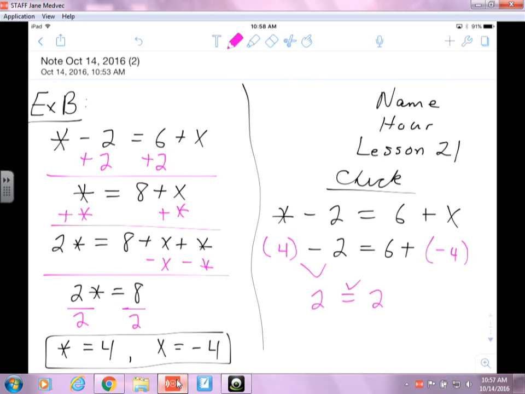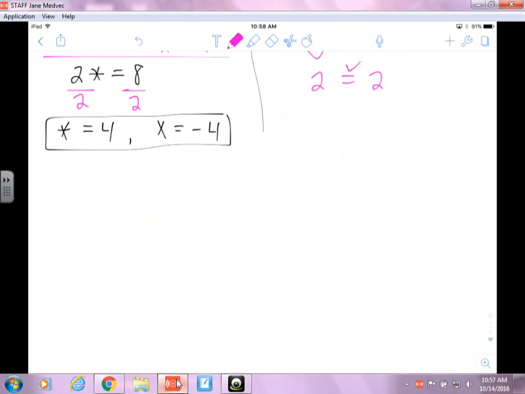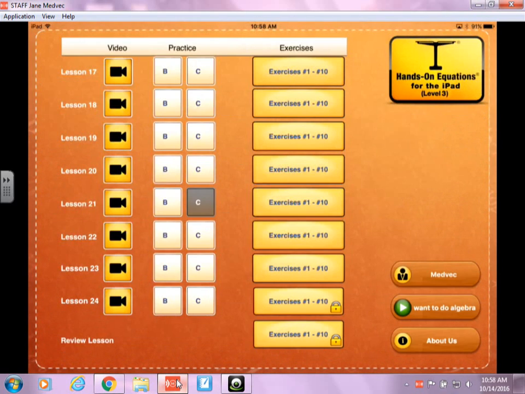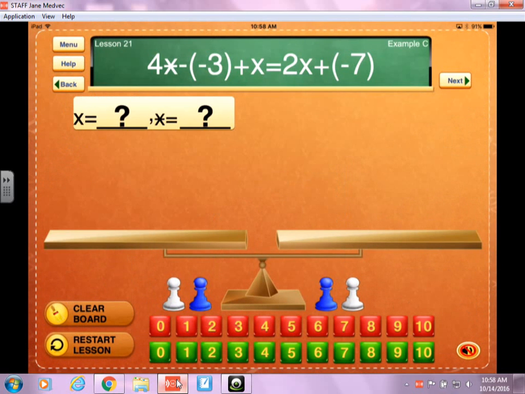Okay? So notice there's really nothing new. I'm just taking the skills that I've learned in the past and doing them different ways and solving different types of problems. Right? So now I'm going to do example C. I'm going to go to the app again. I'm doing lesson 21C. Notice that it got a little bit more difficult. I've got 4 star minus a negative 3 plus x equals 2x plus a negative 7. So it's getting a little bit more complicated.